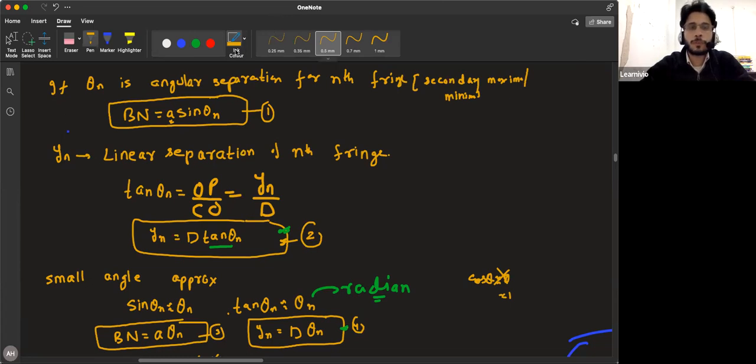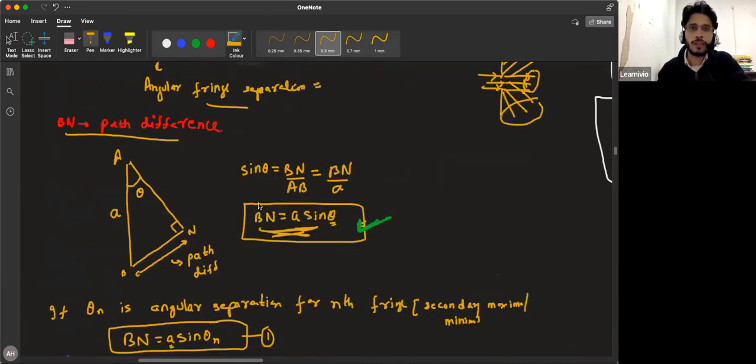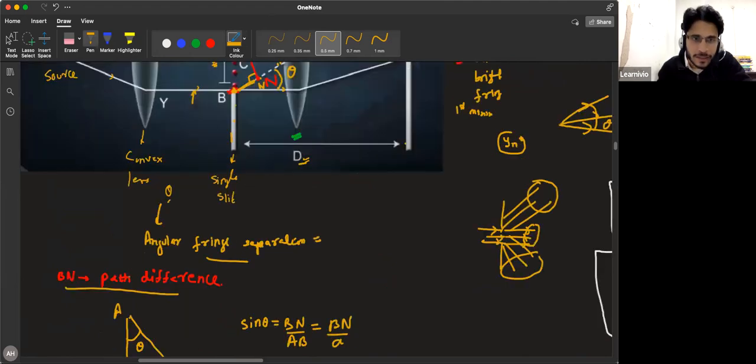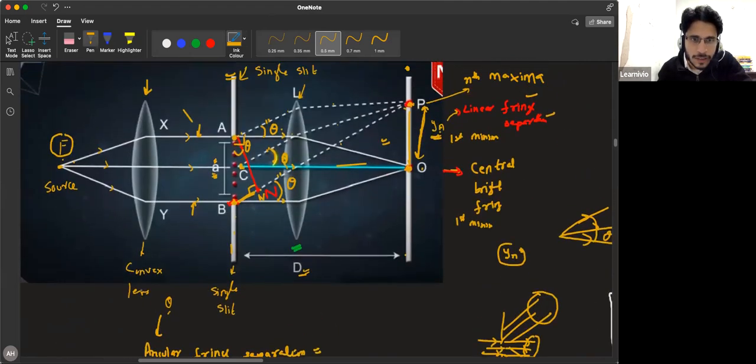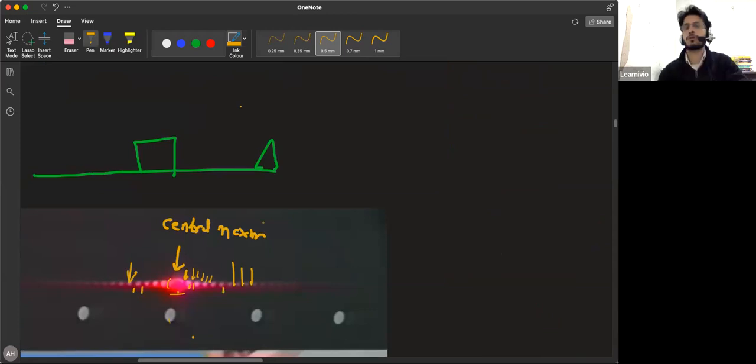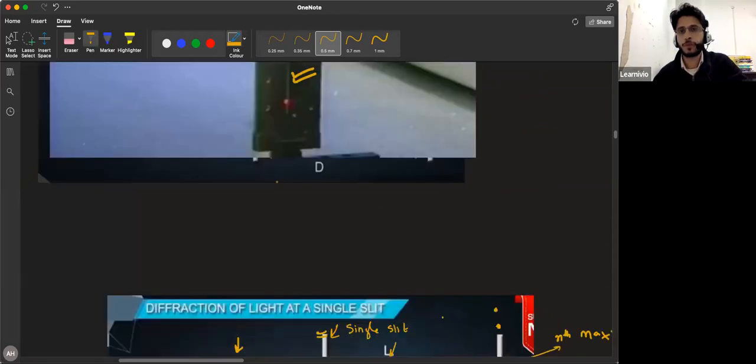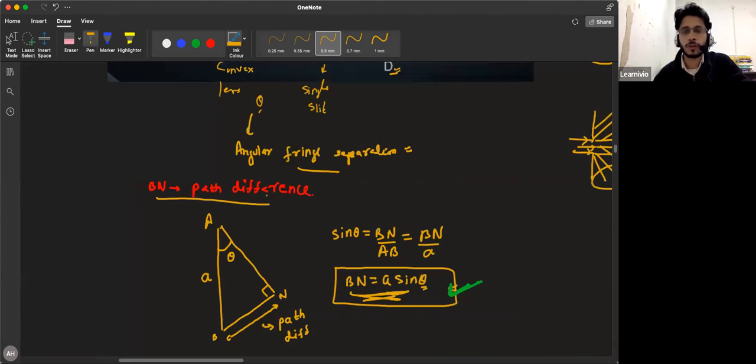Our first prime objective is to get the expression of path difference and the relation between angular separation and linear separation. And then we will write the conditions for which any particular fringe could be a bright fringe or a dark fringe. Means you will get a bright spot or a dark spot. That's the prime objective: to derive conditions for which you get these types of spots.